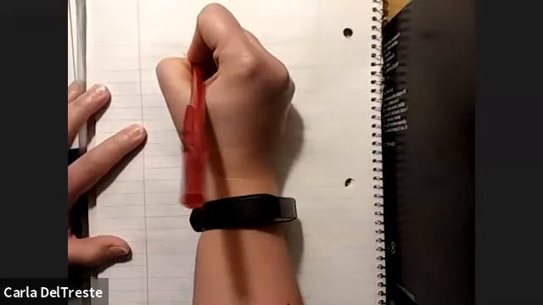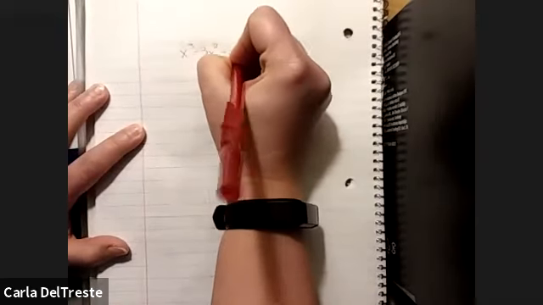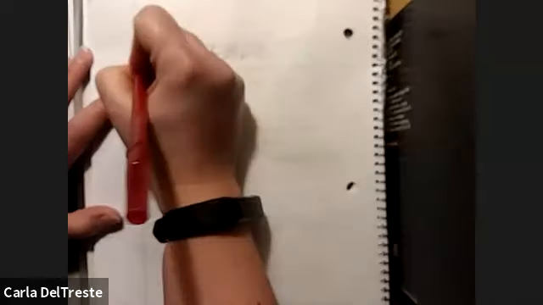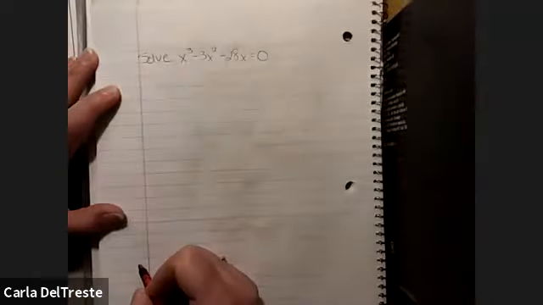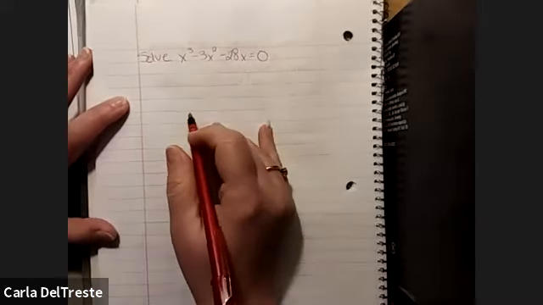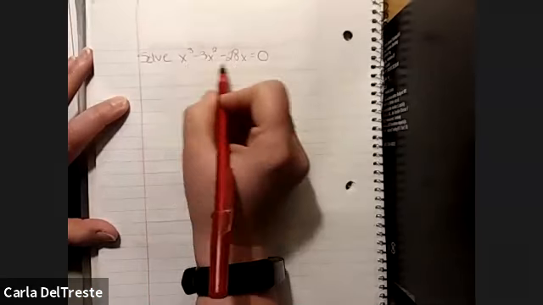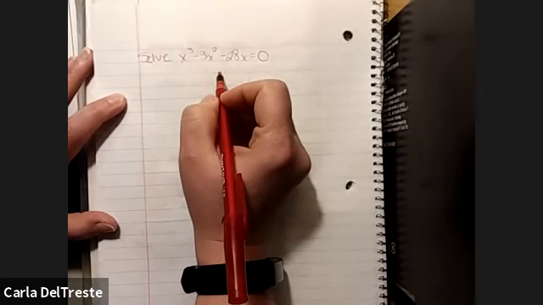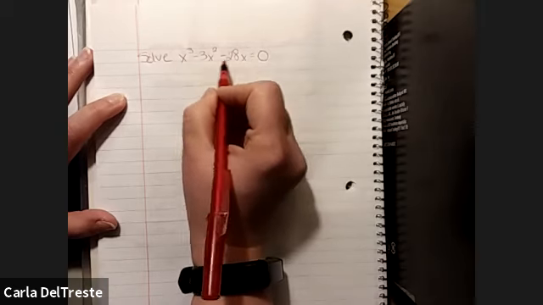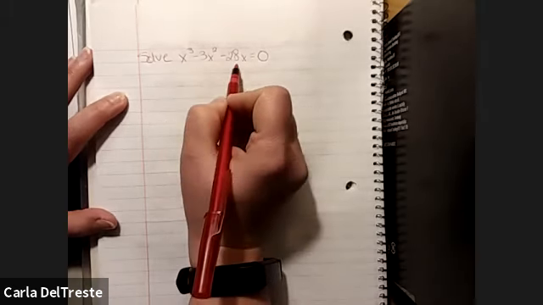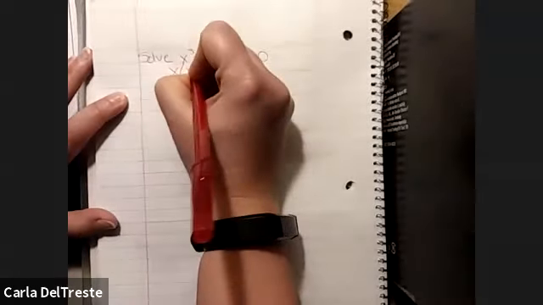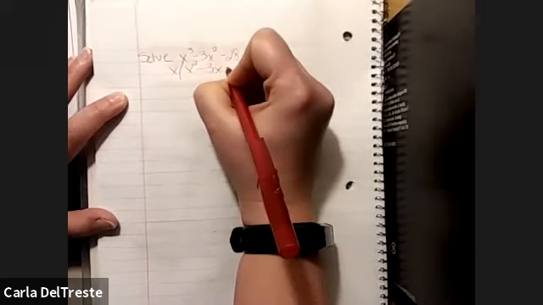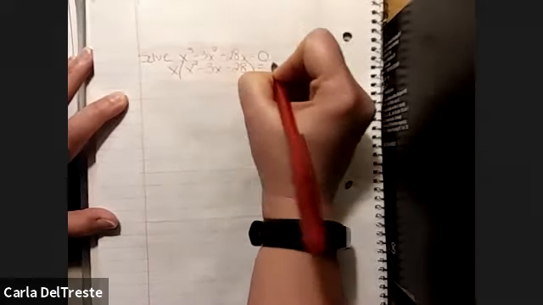x to the third minus 3x squared minus 28x equals 0. And we're just being asked to solve in this one. This is not written as a product, so I'm going to have to go through all of my factoring steps. First, I look for a GCF. The GCF is x. So if I pull an x out of everything in here, I'm left with x squared minus 3x minus 28 equals 0.